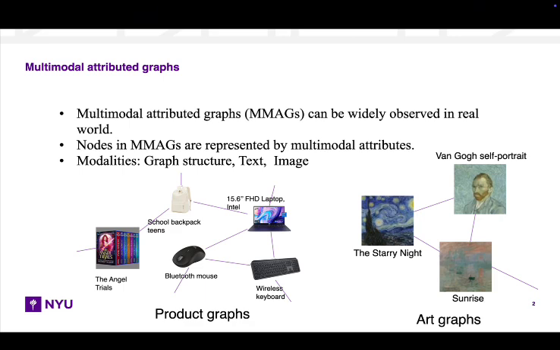For example, in product graphs, it can be a book that is connected with a backpack that is purchased by the same customer, and has both visual attributes and text attributes. For example, in the domain of art, it can be artworks done by the same artist, so they can be connected into a graph network.